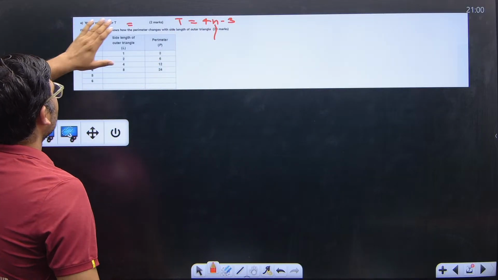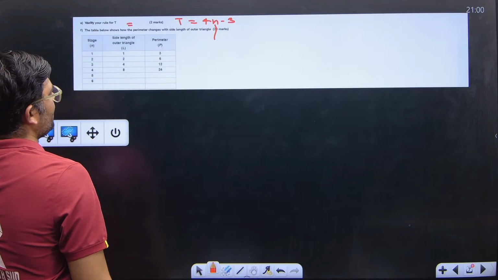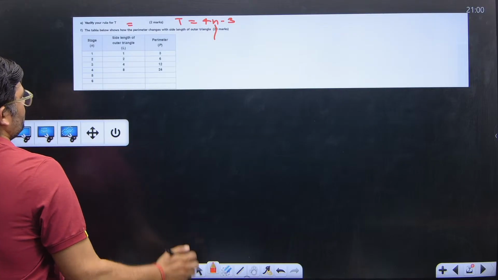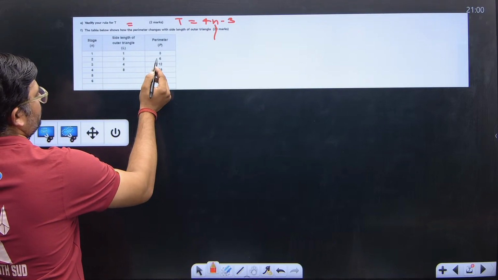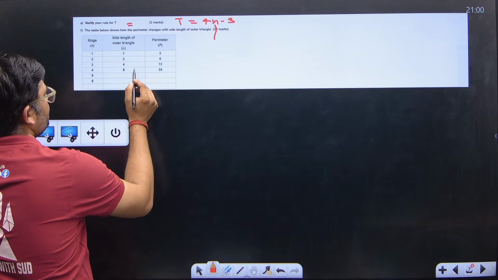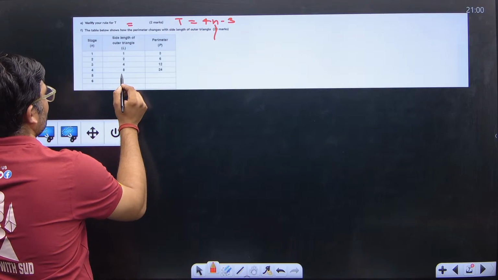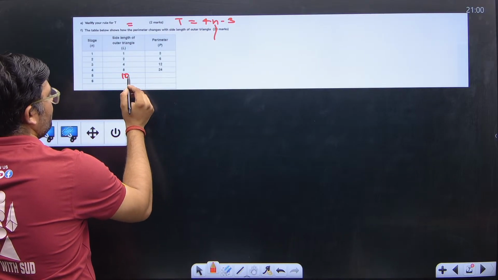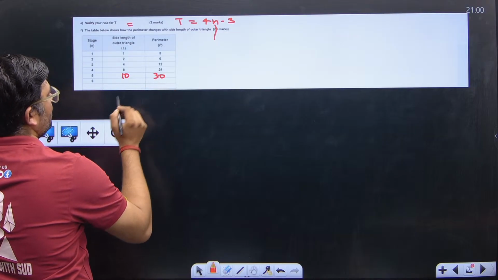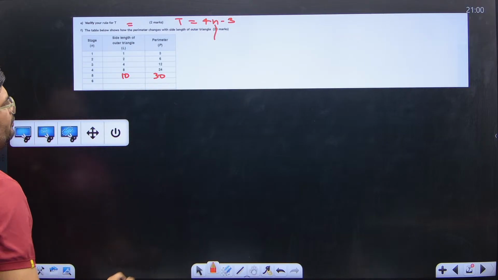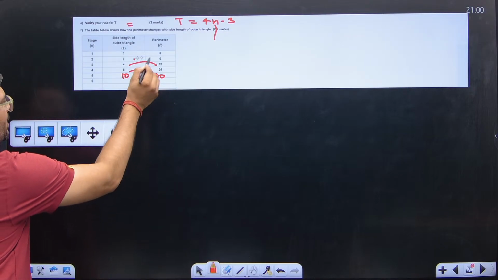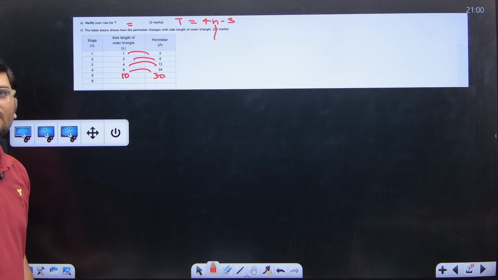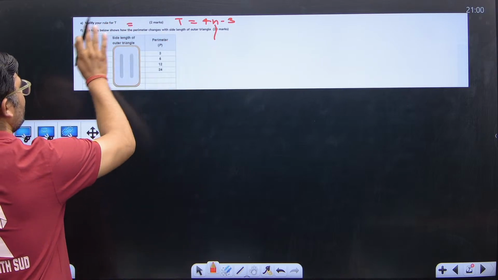The table below shows the perimeter changes with side length of the outer triangle. So it is 1, 3, 2, 6, 4, 12. You can see. So for 5, it will become 15, and this will become 10 into 3, 30. Are you getting it? You find the pattern, every number is being multiplied by 3. Yes, sir. Is it visible to you?